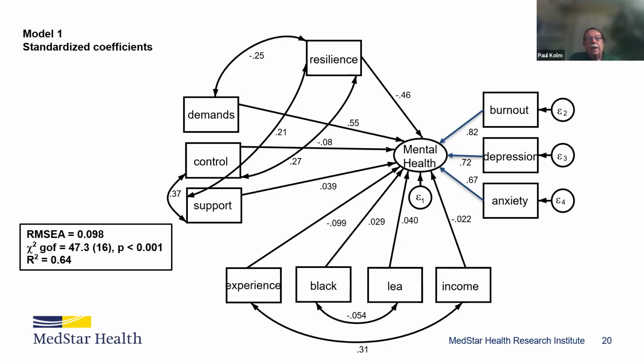Our chi-square is still statistically significant. Again, even though we put these covariates of race and income back in, you can see that they still have little impact on mental health.